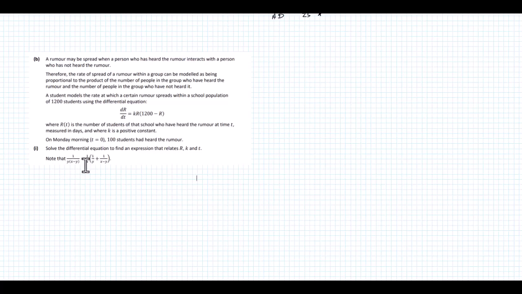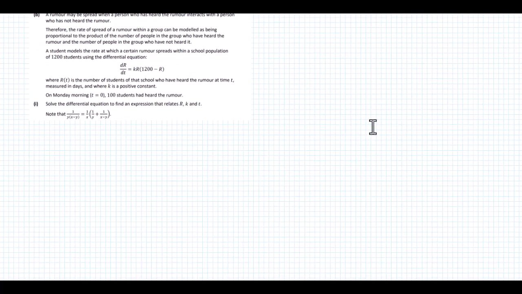Now we're given this equation here as well. Presumably we're going to have to use that at some stage. And this can actually be derived using partial fractions. I'm not going to do it in the question, but I do have a separate video on partial fractions if you want to look at that. So let's start it anyway.